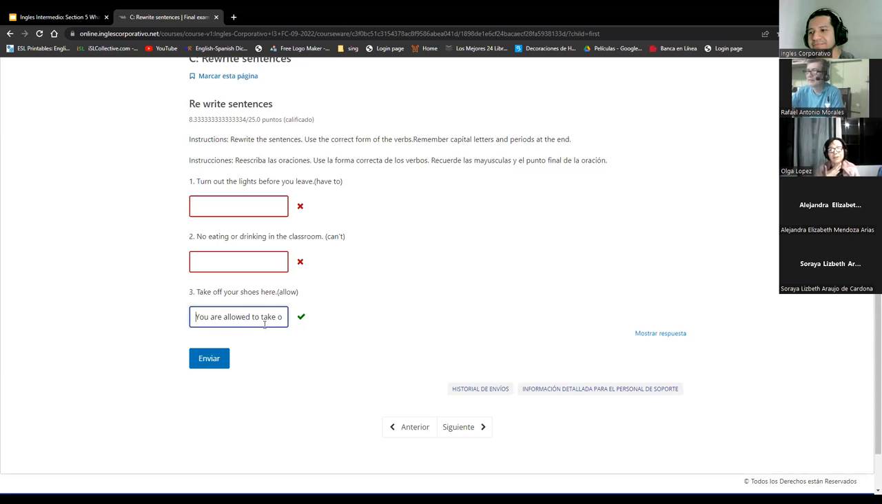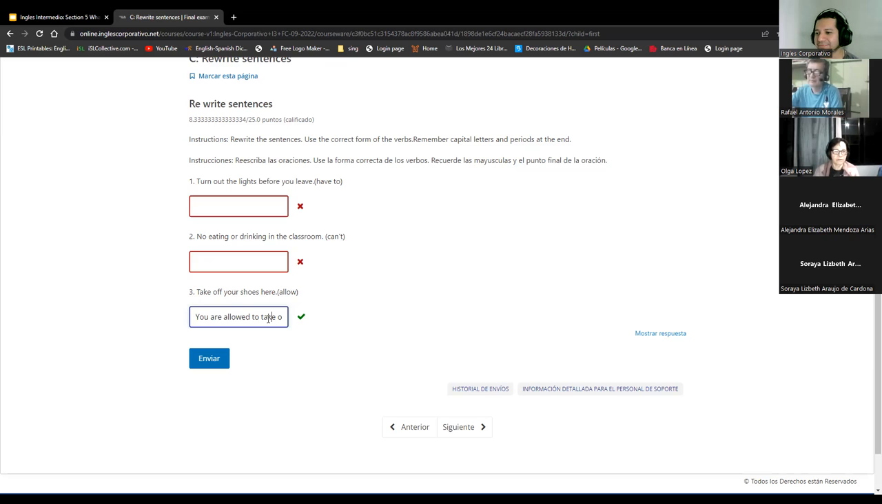Esa es mi duda. O sea, yo quisiera saber por qué. Ah, ok. No, pero como usted lo escribió, está bien. O sea, está correcta como usted lo puso. ¿Verdad? You are allowed to take your shoes here, ¿verdad? Está bien, pero el que puso la respuesta en el sistema no le puso el here de seguro y así la acepta el sistema sin el here. Pero como la puso usted, está bien.